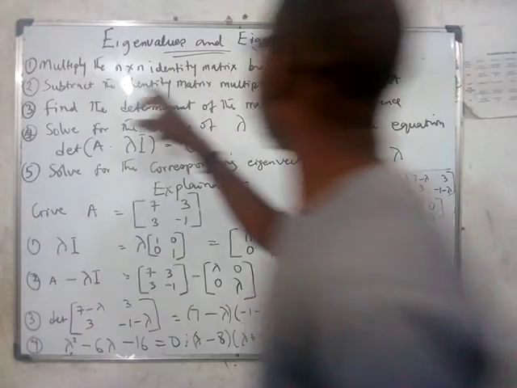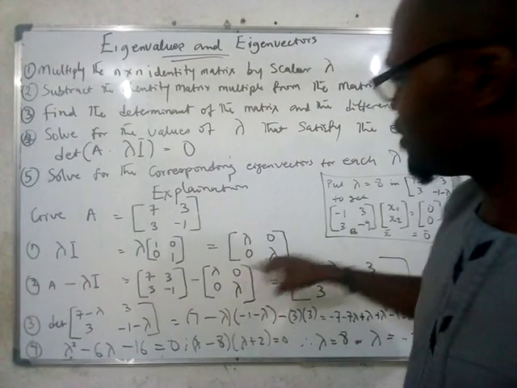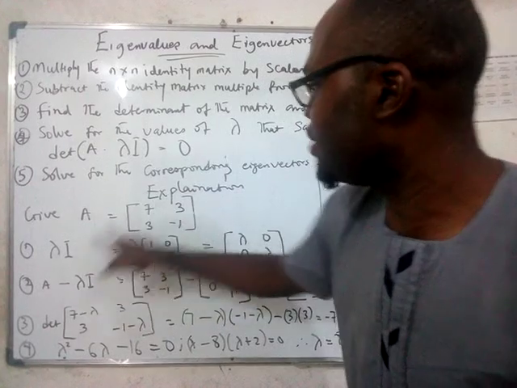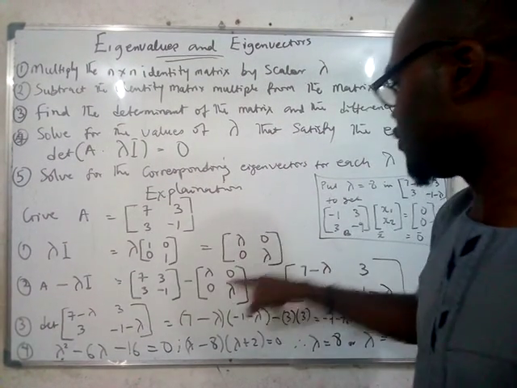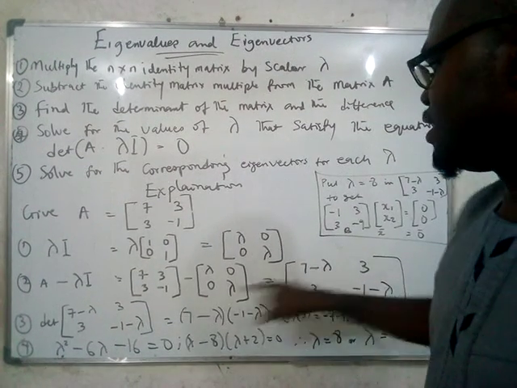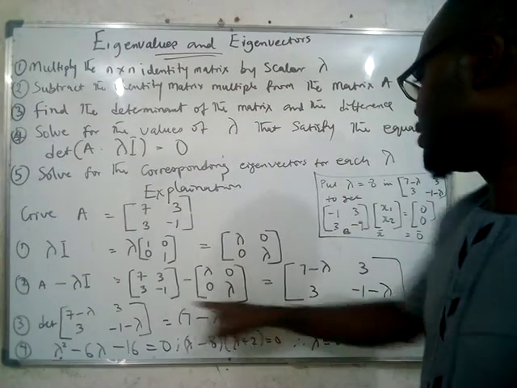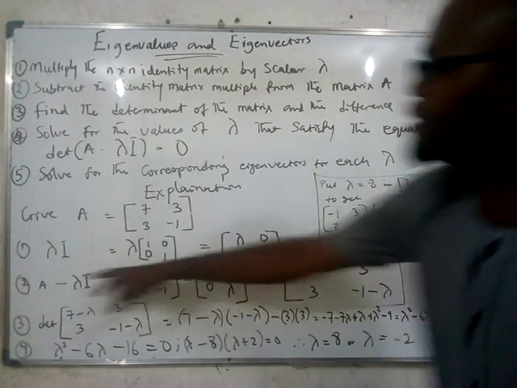Second thing, subtract the identity matrix multiple from the matrix A. This is the multiple that you've gotten, subtract it from matrix A. You write your matrix A minus the multiple that you got from here. So 7 minus lambda, 3 minus 0 is 3, 3 minus 0 is 3, and minus 1 minus lambda. So you've done the second step.